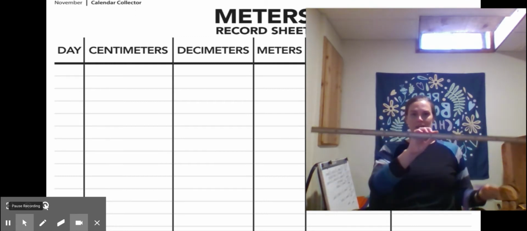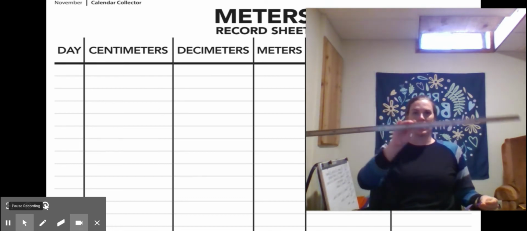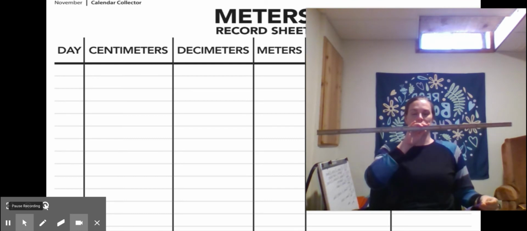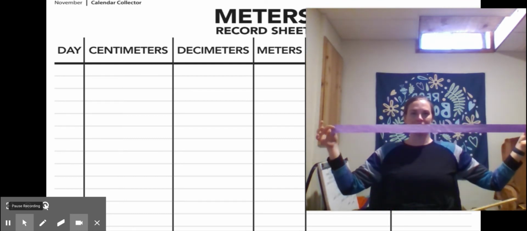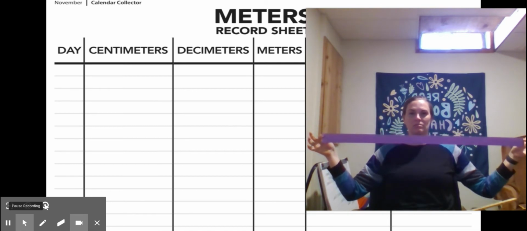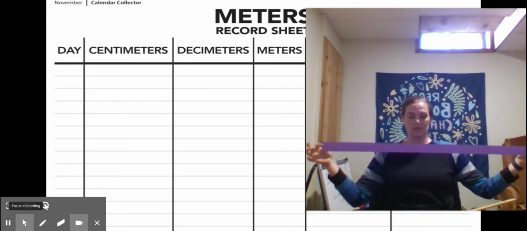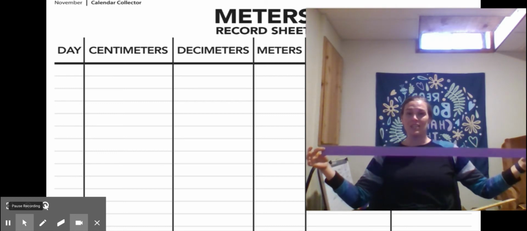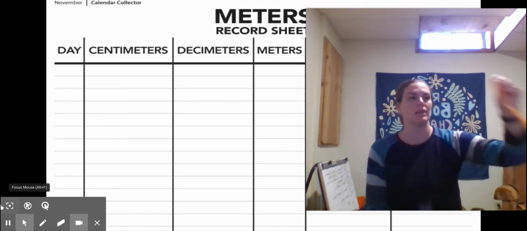So I can imagine what a meter is by thinking of that meter stick that we had in our classroom that you maybe used or saw. And then, hey, here is our meter a day. So if I think about how much a meter is, make a mental picture of how much this 1 meter is, because each day we're going to be adding a meter to our collection.